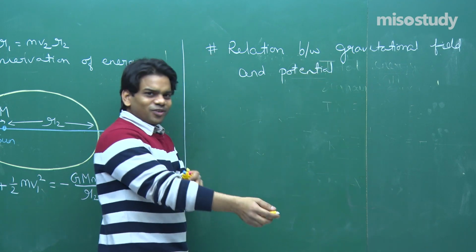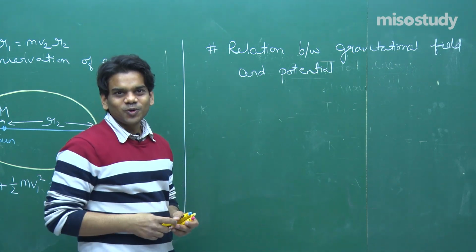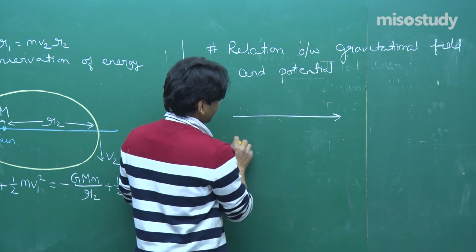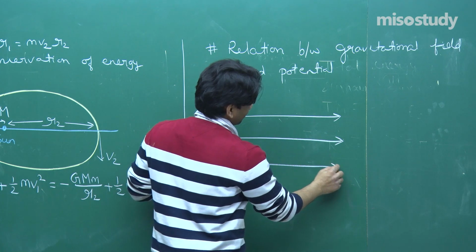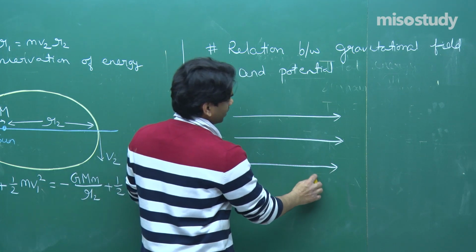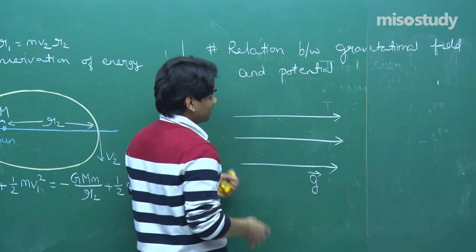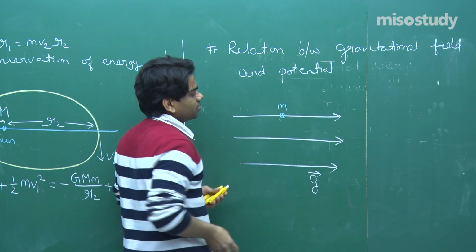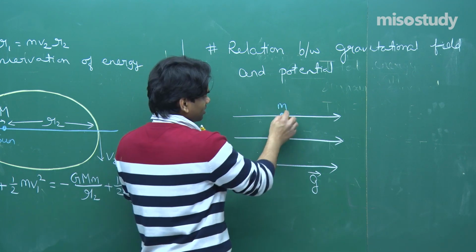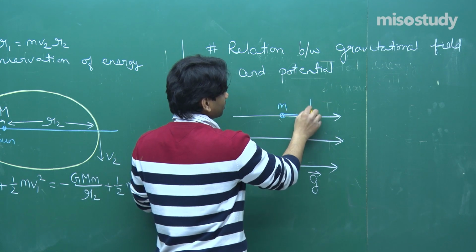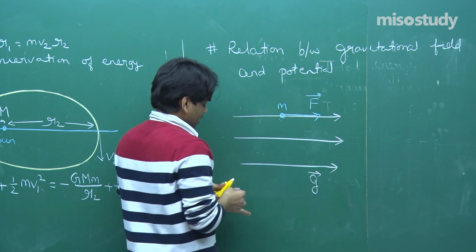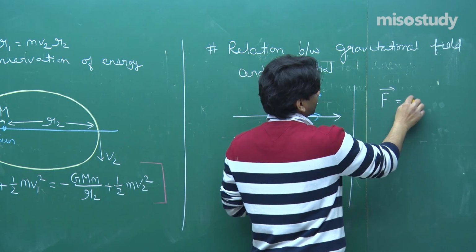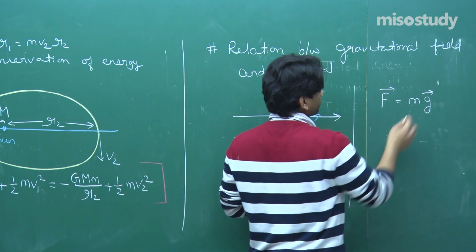I use gravitational field lines of force to show you the gravitational field. Suppose this is the gravitational field, and let's say the field value is given as g. If I take any object here, its mass is small m. The force it is going to experience along the direction of field will be given as F. F, we all know, is equal to m into g vector.